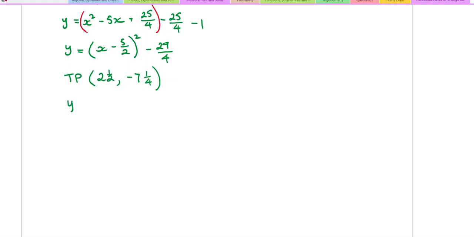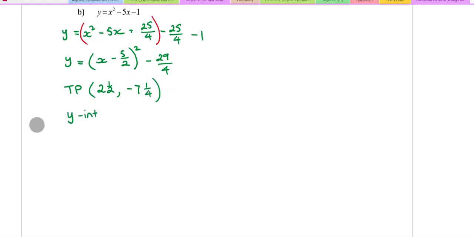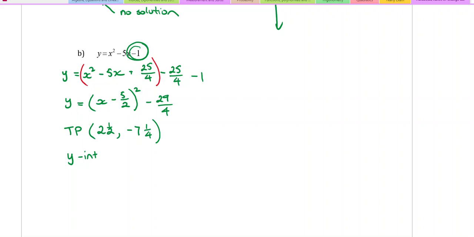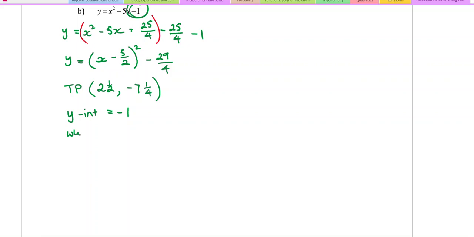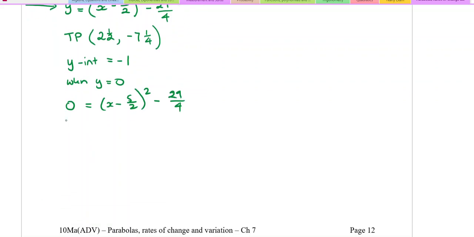My y-intercept is when x is equal to 0, which would be the negative 1 from my original equation. My x-intercept is when y is equal to 0, which I'm going to put into my factorized equation. So that would be 0 equals (x - 5/2) squared minus 29 over 4. Then I'm going to move the 29 over 4 over to the other side. And then I can square root that because it's a positive number this time.